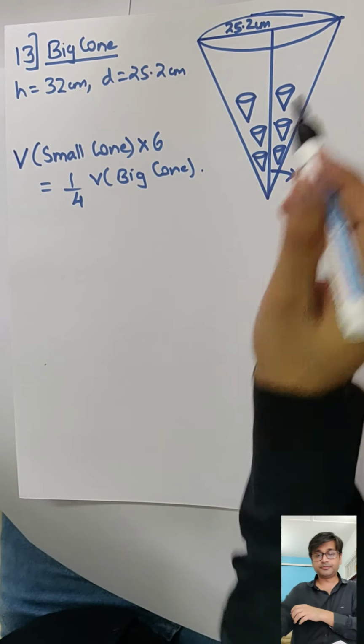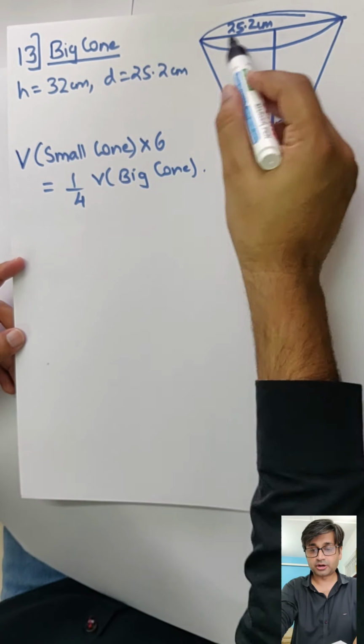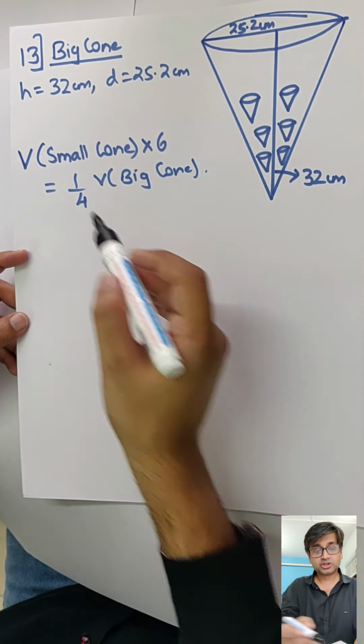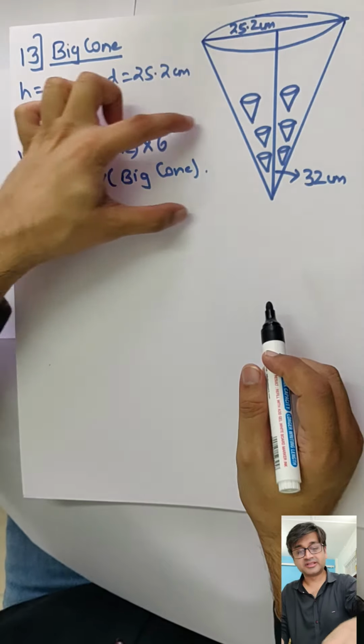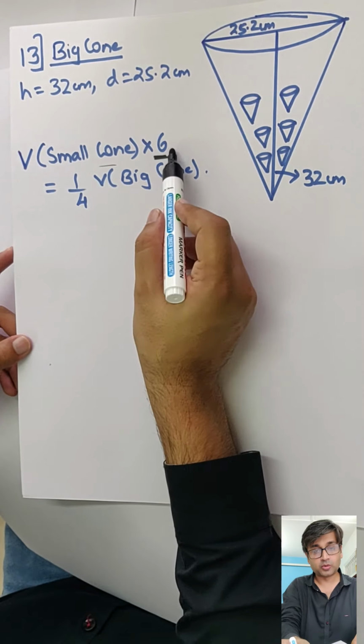13 is again the volume. They say whenever 6 small cones are dropped into a bigger cone, 1/4 of the water is spilled. So the volume of the small cone is what you have to find. Basically, the volume of one small cone into 6 cones is the total volume.